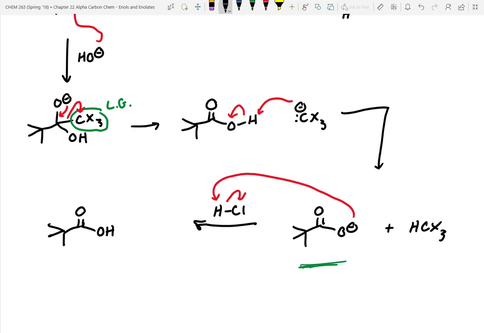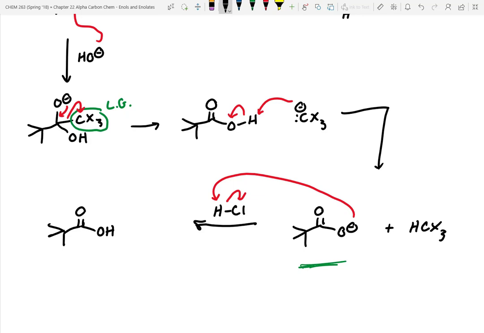Does that make sense? So it's a two-step reaction. The first step is with sodium hydroxide and elemental halogen. Second step's with HCl in order to precipitate out your product, or at least protonate it. You got a carboxylic acid, like at the beginning.